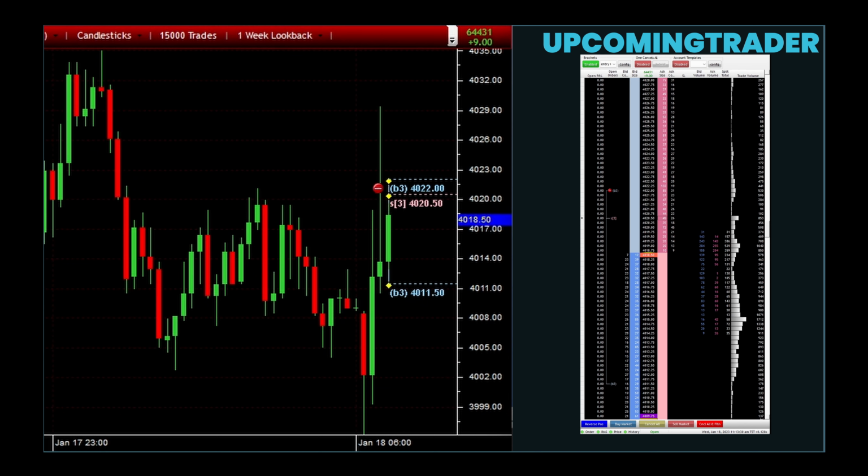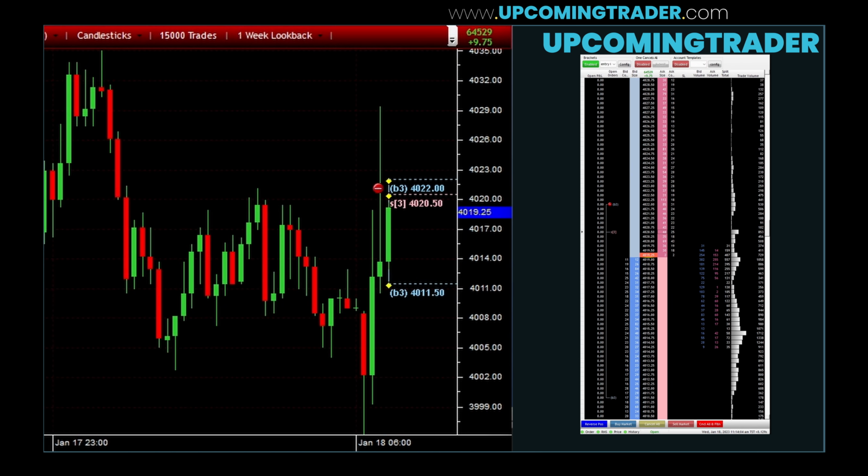The neckline of this pattern often coincides with key volume levels, and when the price breaks below the neckline, it is a strong indication of a bearish reversal. Similarly, the inverse head and shoulders pattern is a bullish reversal signal. This occurs after a downtrend and signifies that the selling pressure is weakening and a potential upward move is likely. Spotting these patterns within the volume profile, especially around major volume clusters, can provide you with powerful trading signals.